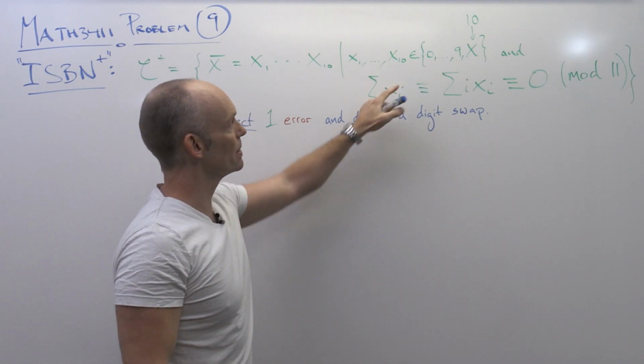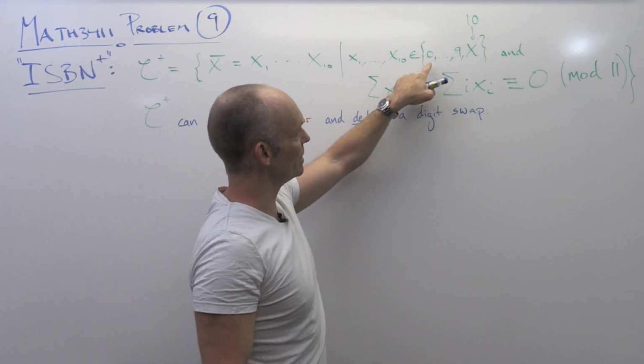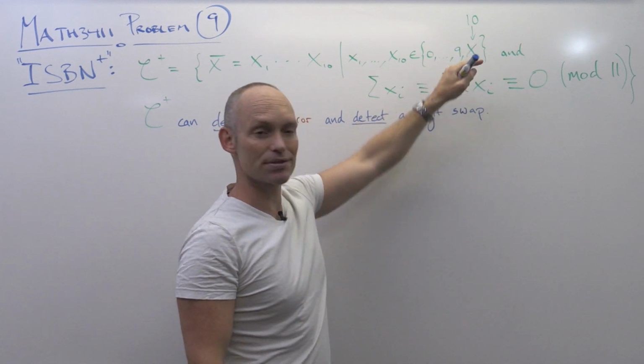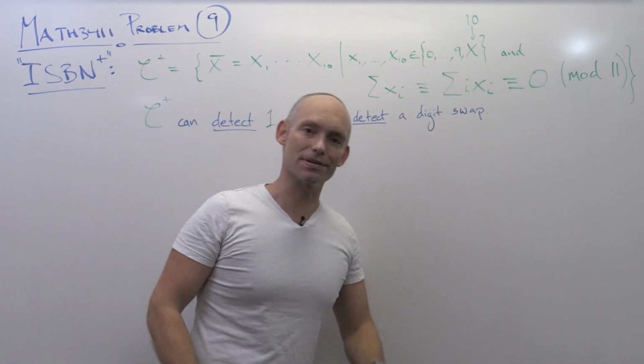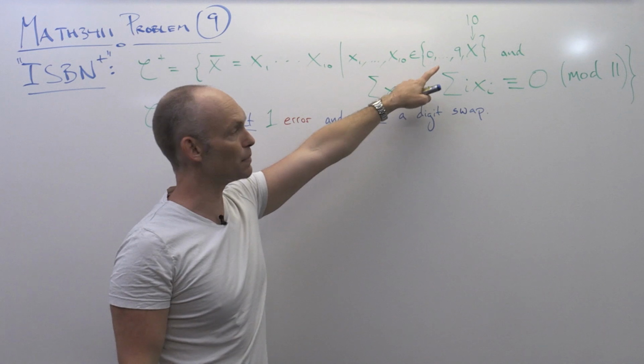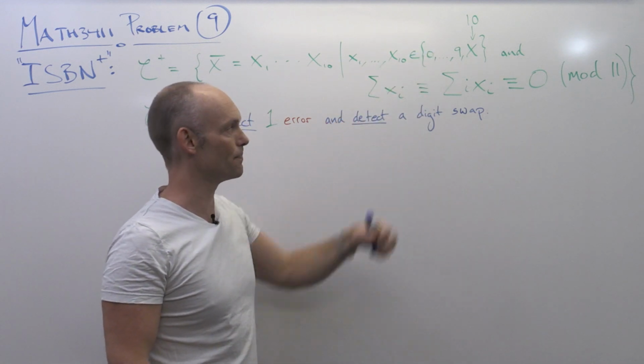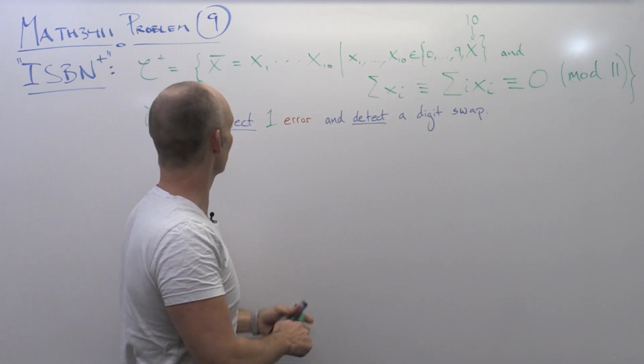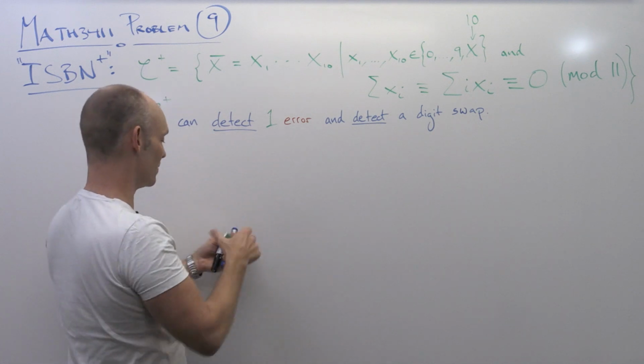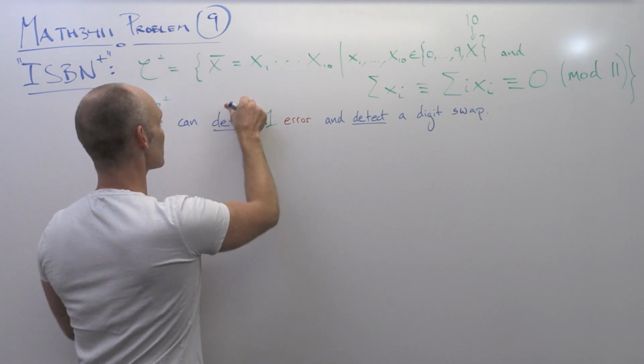I think in the problem itself we were restricted to the numbers from 0 to 9 and not the x there, but that's an irrelevant detail for now. It actually makes better sense to have the 10 in it for these purposes. Now we can upgrade the detection to correction, so let's do that.